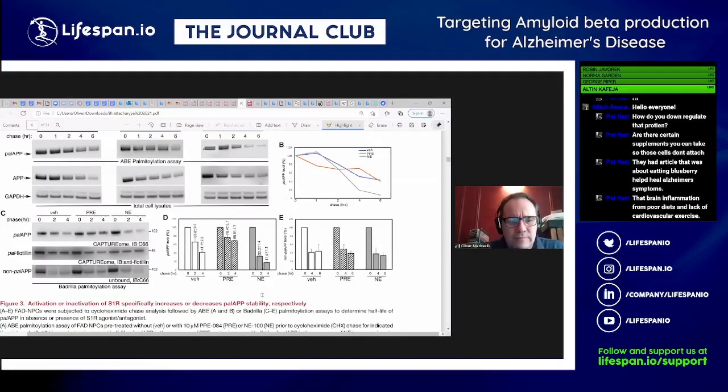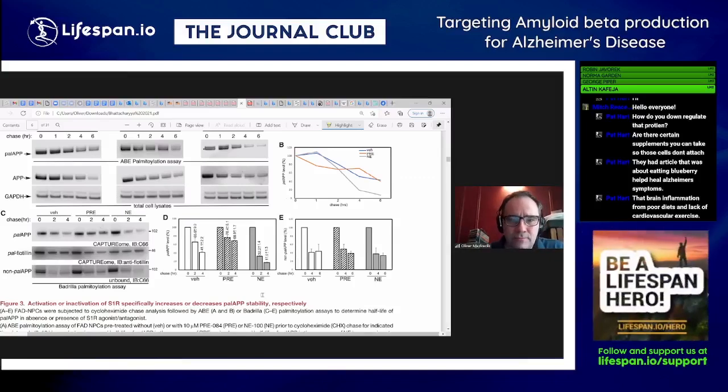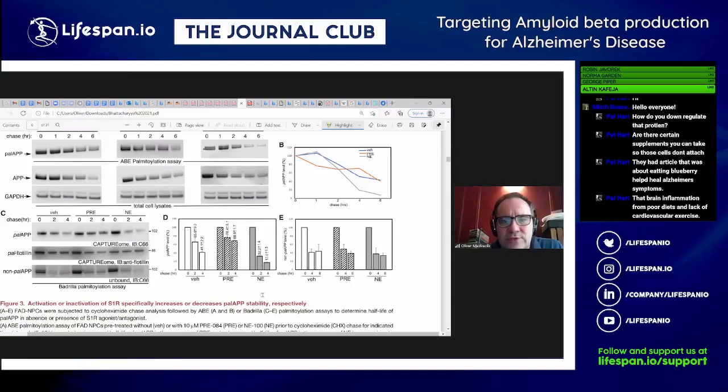Okay, so let's see. Back to the paper. So still figures 3, 4, 5, and 6. I wasn't clear about some aspects of this figure, but basically they do two things. They want to check for palmitoylation of APP. So they have these palmitoylation assays, which I'm not too familiar with, but basically palmitoylation, like I mentioned before, is this fatty tail that gets attached to cysteines. And I think you can transfer that tail to another substrate. It's a thioester bond, and then you can detect the level of palmitoylation.